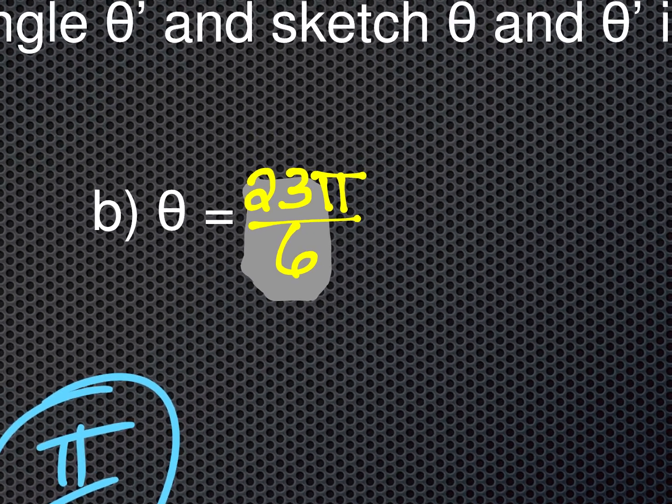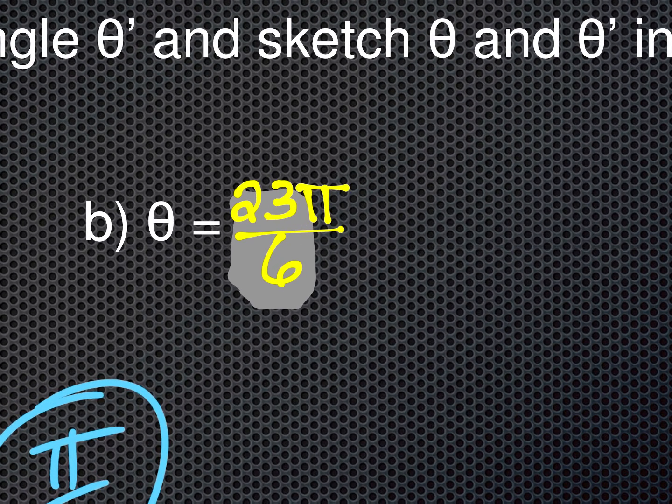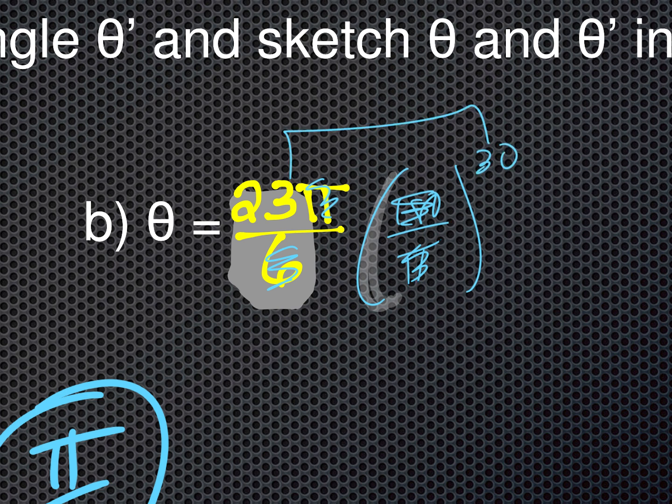All right, so now I come to this angle, 23 pi over 6. Again, we're not exactly sure where that is as far as our unit circle or a circle in general is concerned. So I'm going to go ahead and convert to degrees. So pi on the bottom, 180 on the top. My degrees are going to cancel. 6 goes into 6 once. 6 goes into 180 30 times. So now I can multiply 30 times 23. And I get 690 degrees.